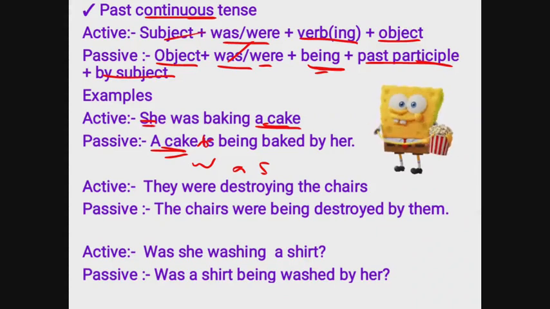By now, you should know that she will change to her, not "a cake was being baked by she." It's not going to sound grammatically correct. So, a cake was being baked by her. Let's look at the second example.